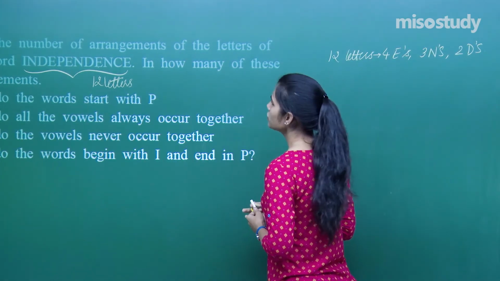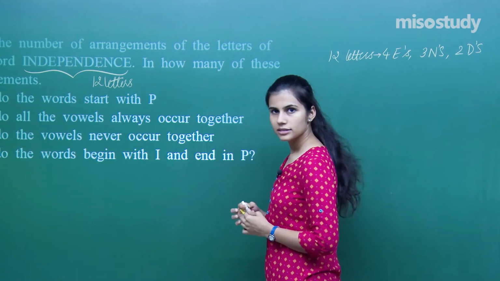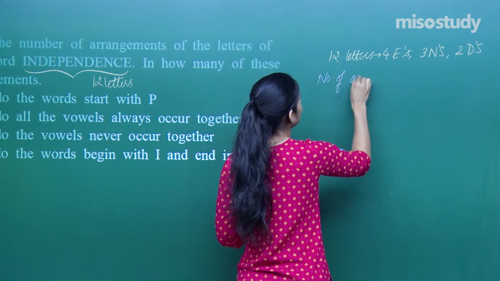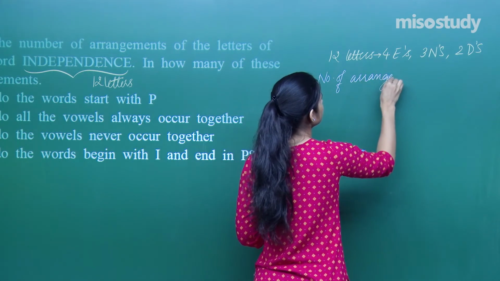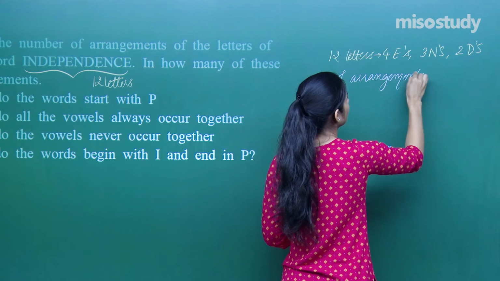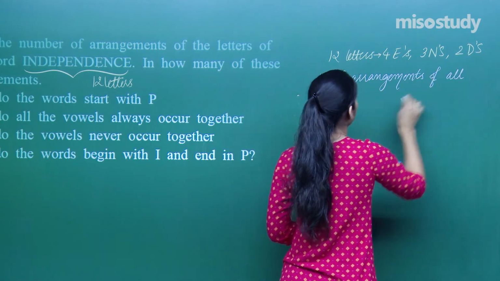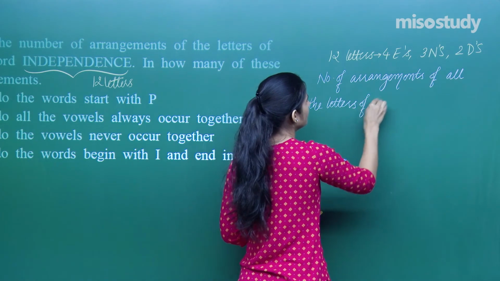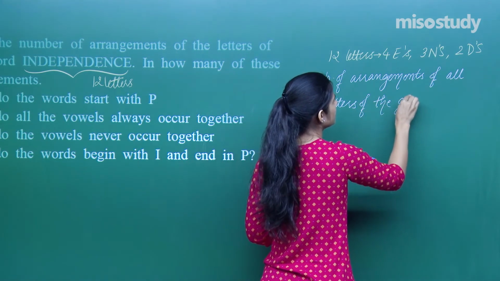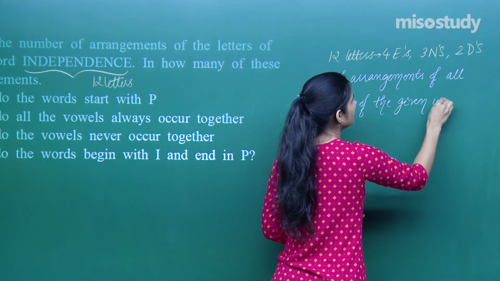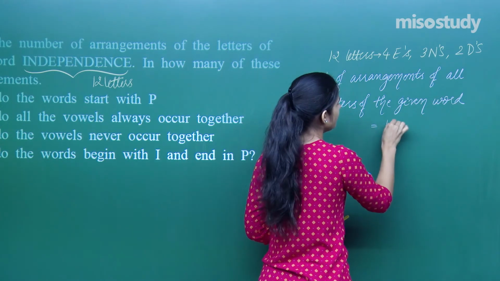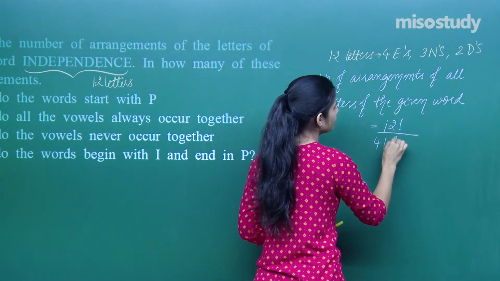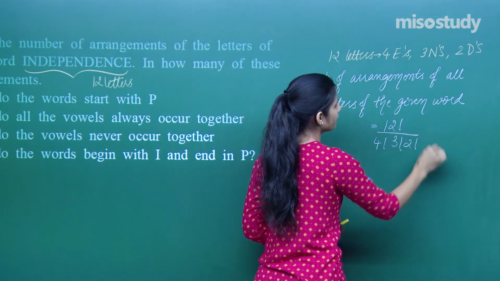Find the number of arrangements of the letters of the word independence. How many ways are there? Number of arrangements, total arrangements of all the letters of the given word. It's very easy. This is equal to 12 factorial upon 4 factorial, as 4 are the same of one kind, 3 are the same of another, and 2 are the same of another kind.